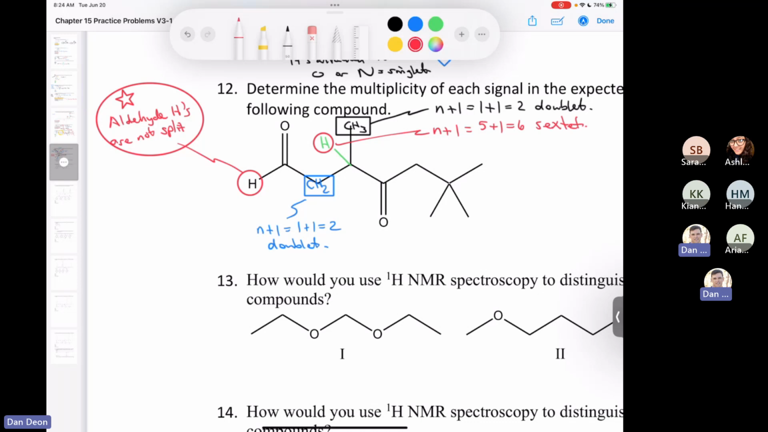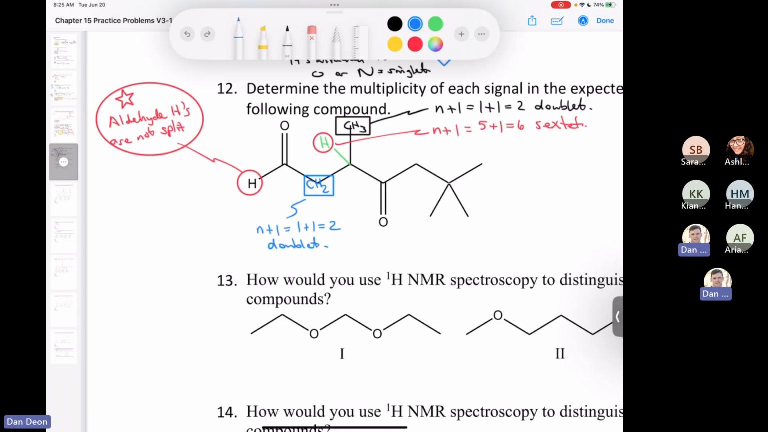However, it's split by 3 protons and 2 protons, and if the 2 coupling constants are different, you would get a quartet of triplets or a triplet of quartets. Again, for this class, if you write sextet, if you assume the coupling constants are identical, that's totally fine with me. But anyhow, I just wanted you to be reminded of that.